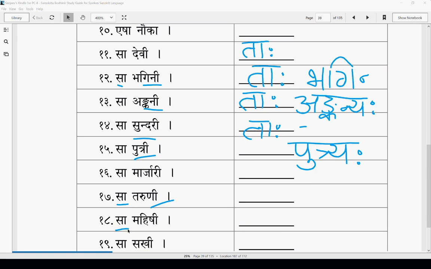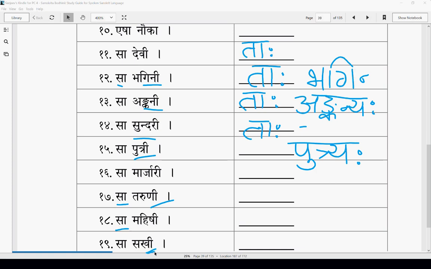Sa Maharshi changes to Maheshi. Okay. Changes to Etaha Maheshyaha. Okay. Sa Sarvi changes to Etaha Sarviyaha.